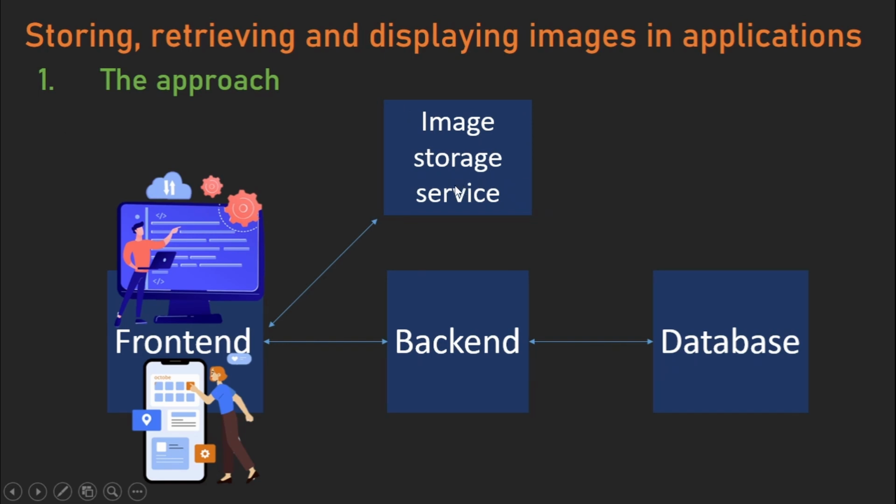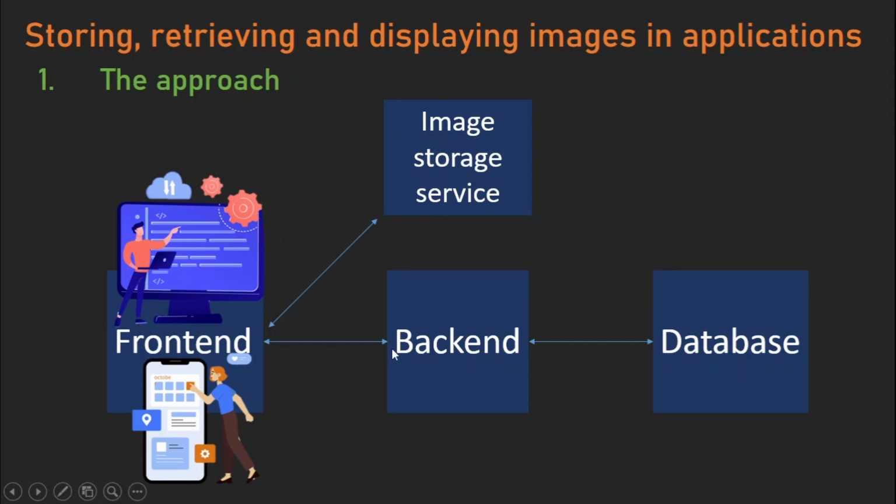You see that the image storage service is now outside of the backend. It's a separate service on its own, and it stores the different images you want to use in your application. It's going to store those images directly here. You see that it's also closer to the front end. Let's say you want to store an image. What you do is interact with the image storage service.